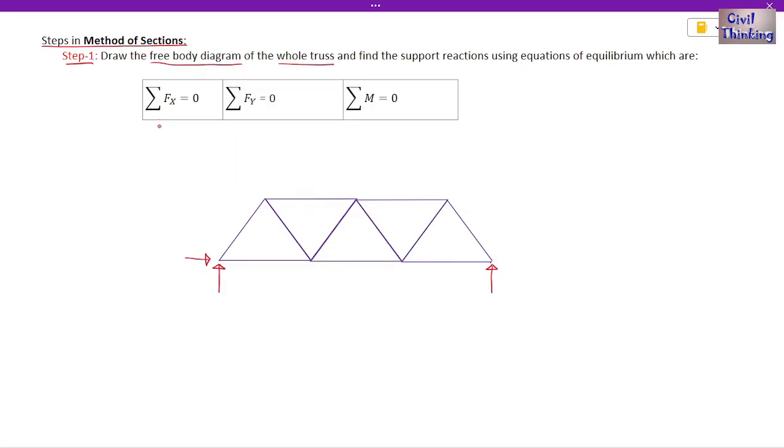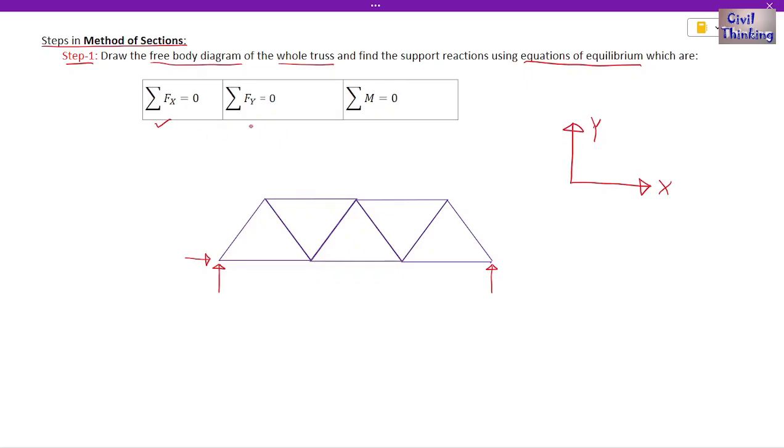Summation of forces about the x-axis is 0. I'm assuming horizontal axis, this is the x-axis, and the vertical axis, this is the y-axis. We will sum up all the forces in the horizontal direction, that's x direction, and equate it to 0 because these are the equations of equilibrium. Now I have already made a video lecture on equations of equilibrium. If you don't know much about equations of equilibrium, these three are the equations of equilibrium. If you want to know more details, you can watch my video lecture on equations of equilibrium.